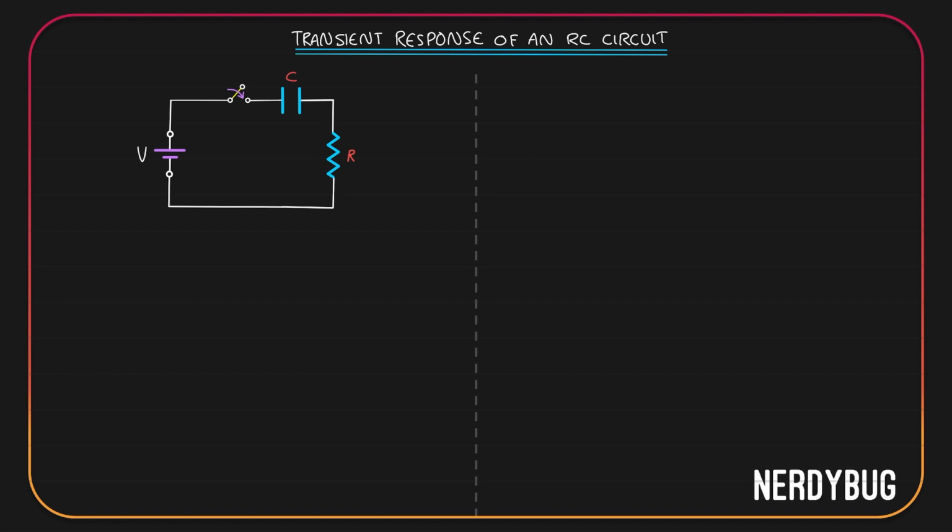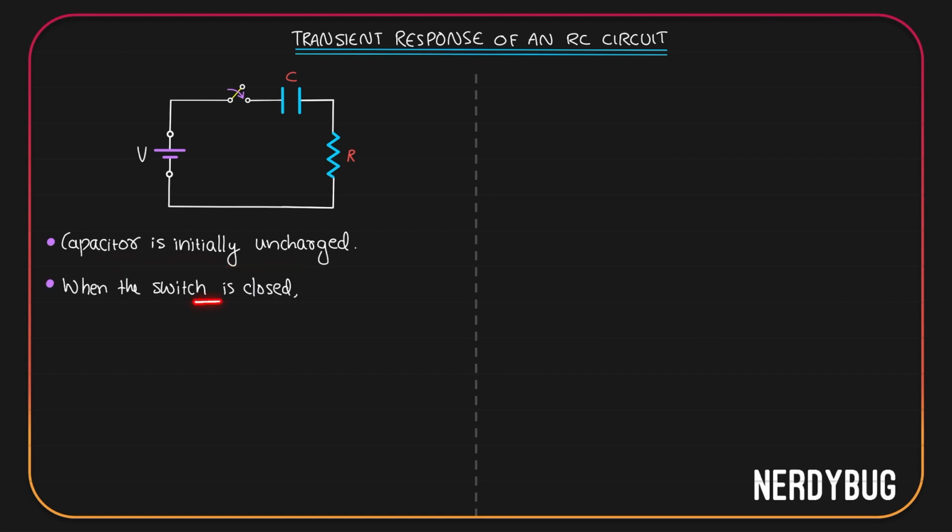To learn the transient response, let us start by taking an RC circuit. I have a resistor of resistance R, I have a capacitor of capacitance C. They are connected in series and I have applied a potential V across them. When we say transient response, it means the behavior of the circuit right after the switch is on. Let us consider that the capacitor is initially uncharged.